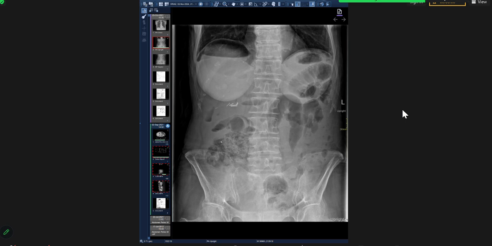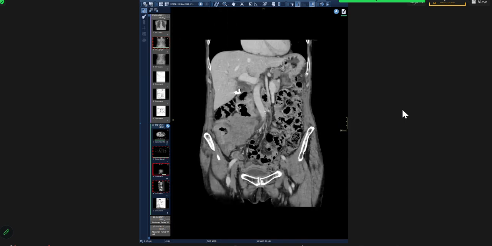Lucency in the right iliac fossa. Okay, I can come to it later. You already saw the free air. So can you proceed? Can you tell me your management?